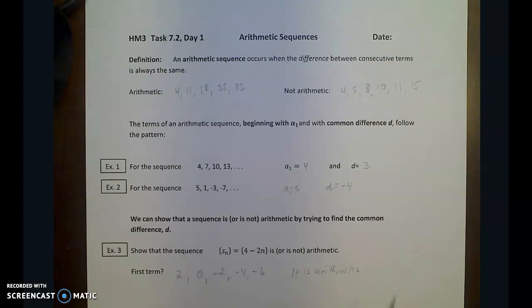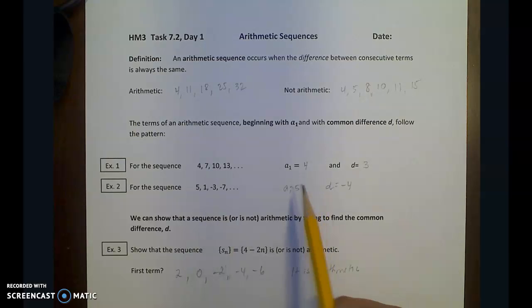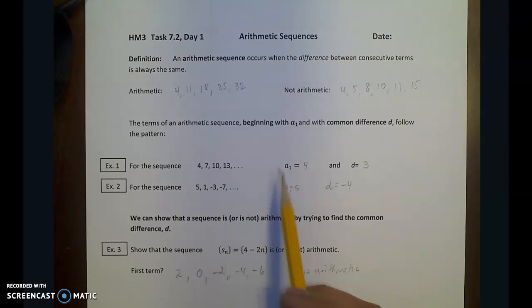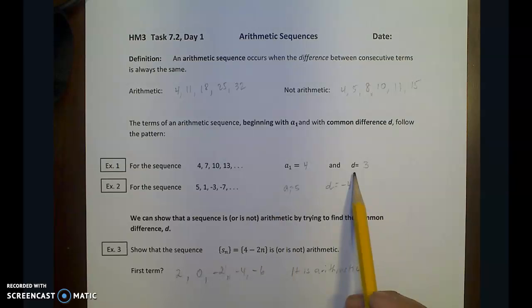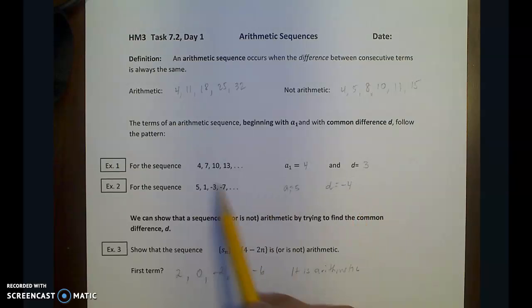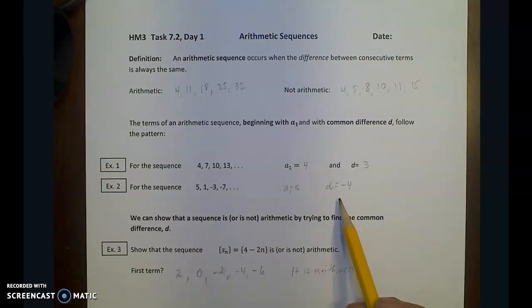This should go by pretty quickly because this is something that you did in Honors Math 1, so it's just a little bit of a review. Here we're given this sequence. A sub 1 means the first term, and the first term is 4. D represents the common difference. As you go from one number to the next, you add 3. For this sequence, the first term is 5. As you go from the first to the second to the third to the fourth and so on, you have to subtract 4. So the common difference here is negative 4.